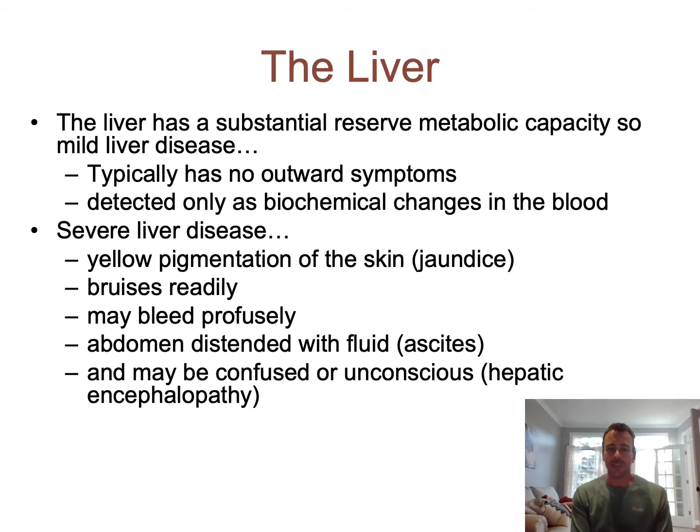It has a substantial reserve metabolic capacity, so when people have mild liver disease, you typically have no outward symptoms, and it's typically only detected as biochemical changes in the blood, and we'll talk about some of those later on. Whereas with severe liver disease, you can end up with things like yellow pigmentation of the skin, you can bruise easily, you may bleed easier and more profusely, you can have the abdomen distended with fluid, and it may lead to confusion or even unconsciousness.